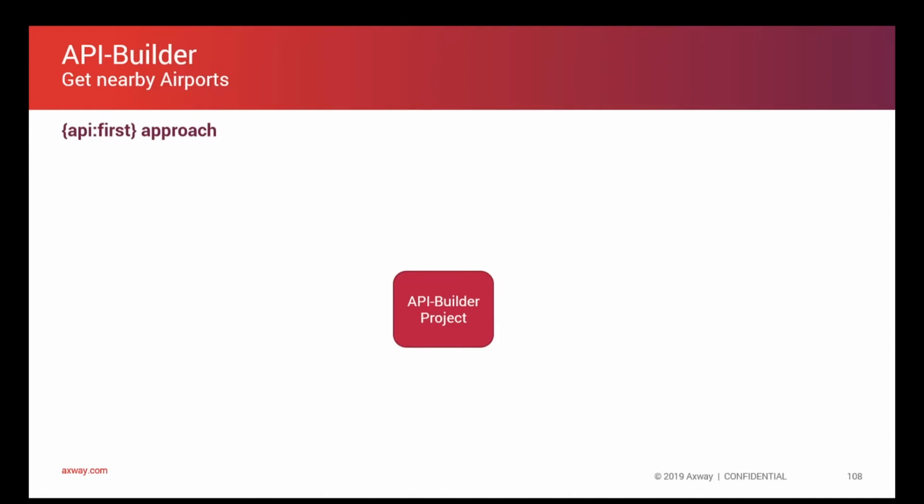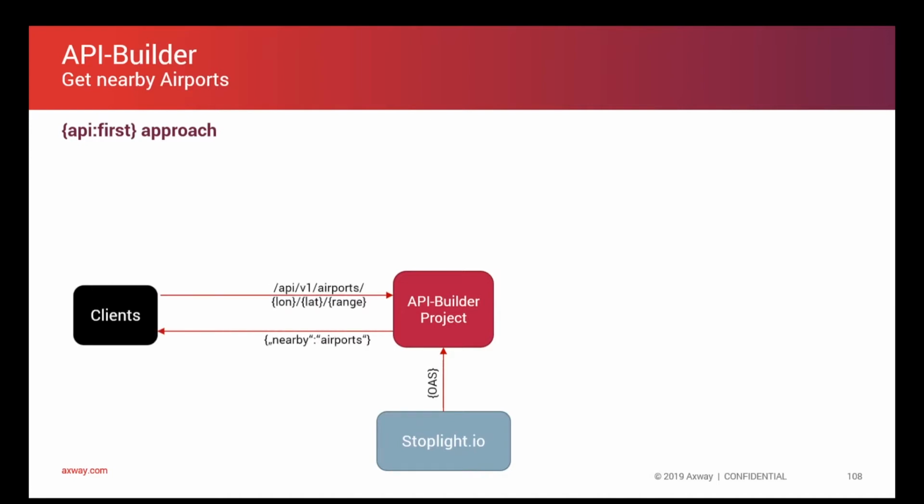And with that API first approach, I have designed a new API using Stoplight.io in my case, which contains an endpoint which takes in the longitude, the latitude, and the range. And it should return all the airports which are nearby to that location.